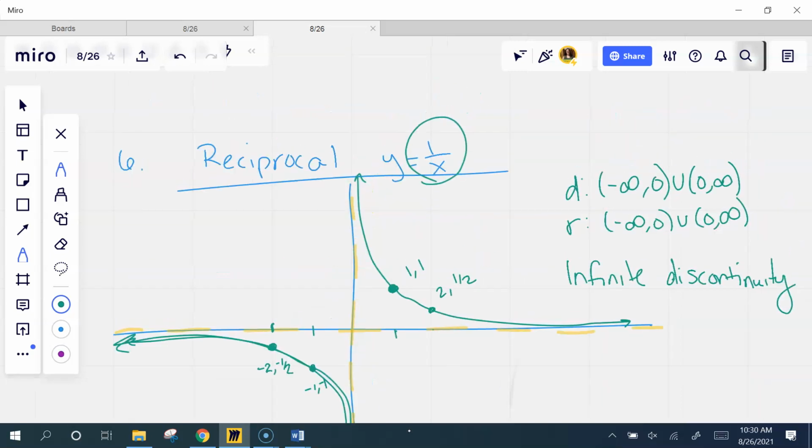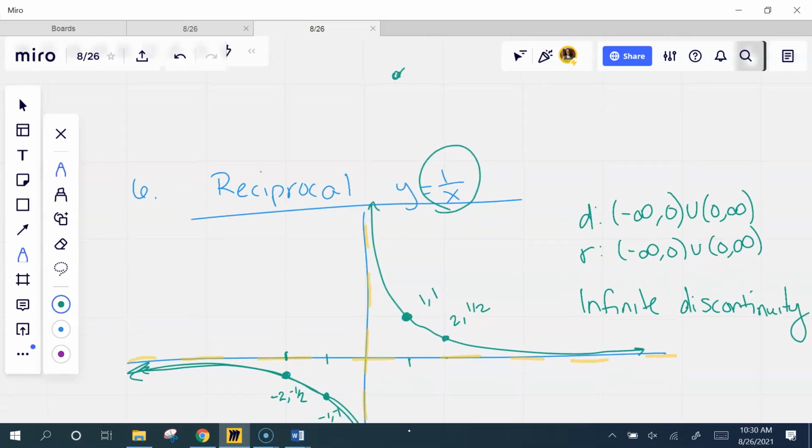A jump is whenever it looks like there are two separate pieces like that.